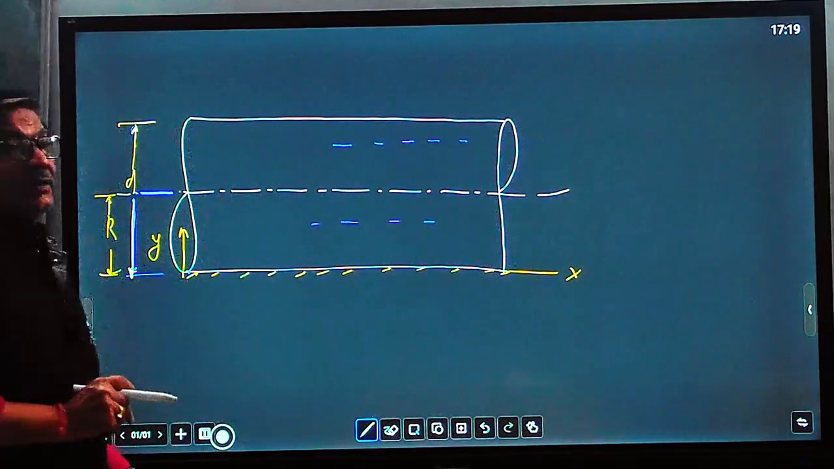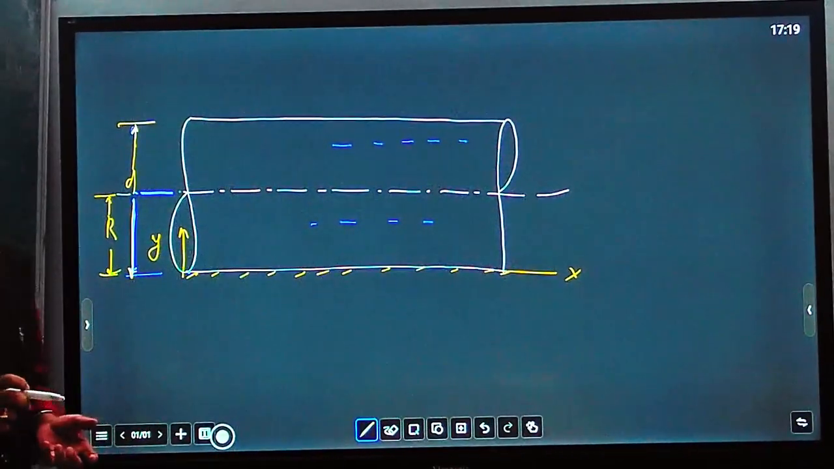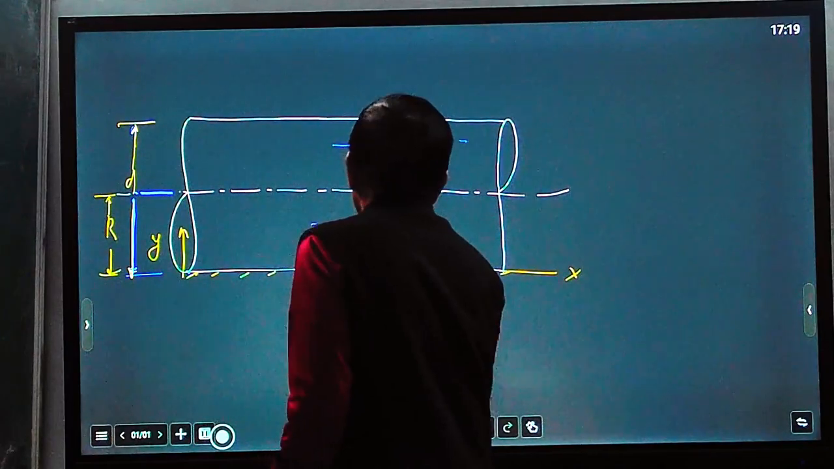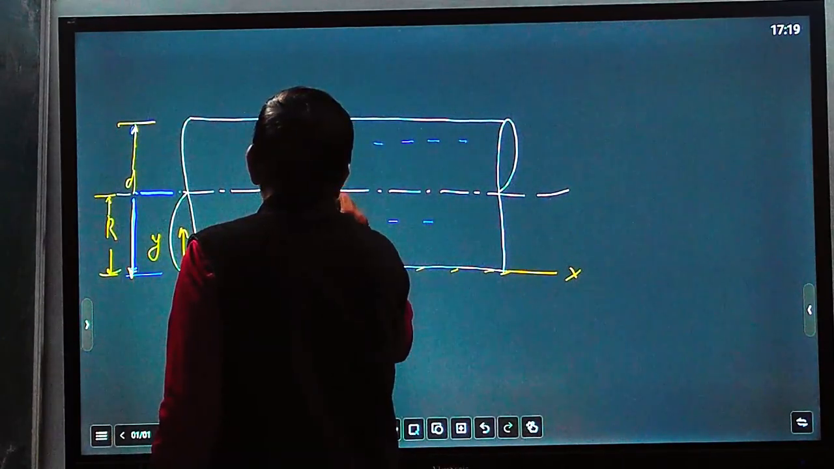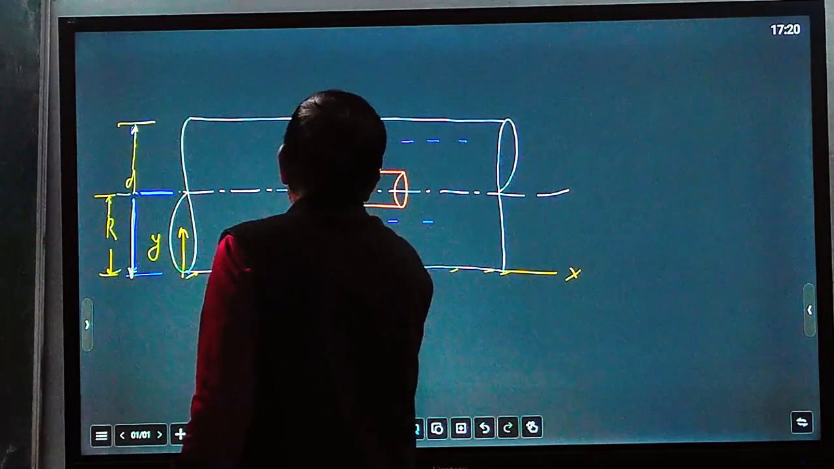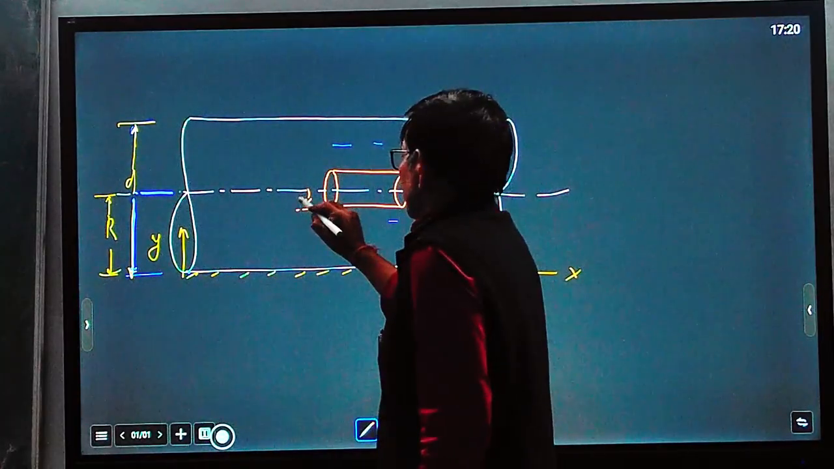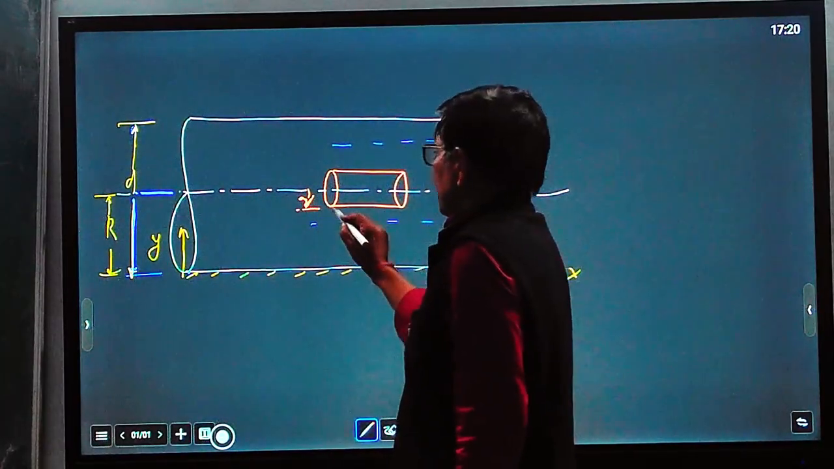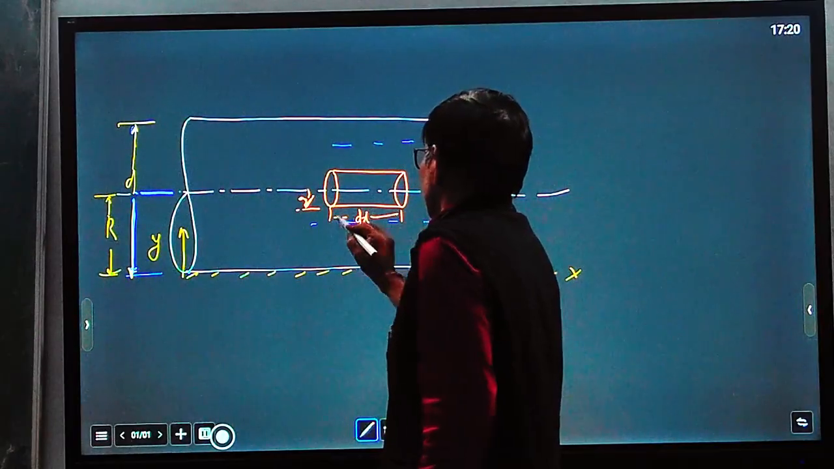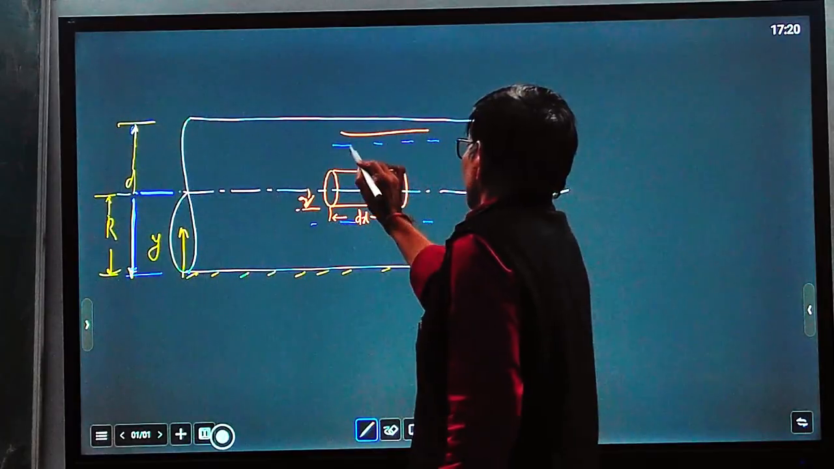So for analyzing flow, we will take a very small element. We take a small element of radius r. Small r is the radius of this small element, with length dx. Suppose this small element is moving along this direction.